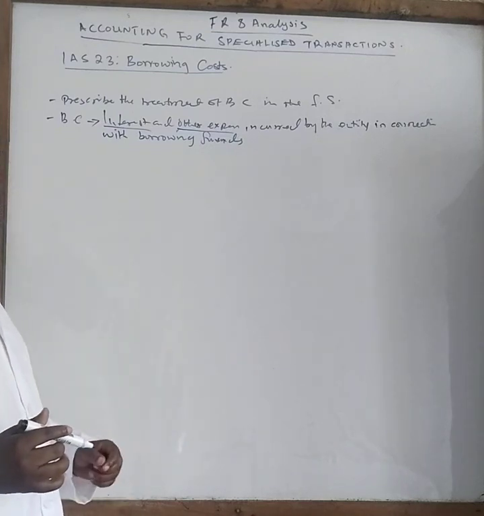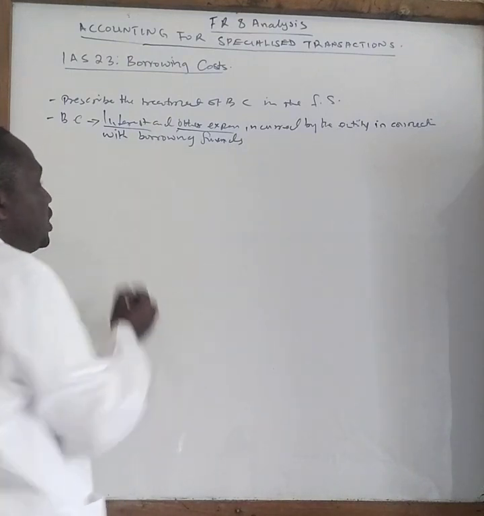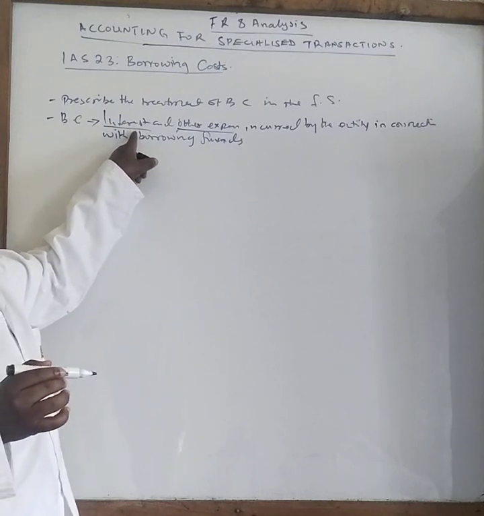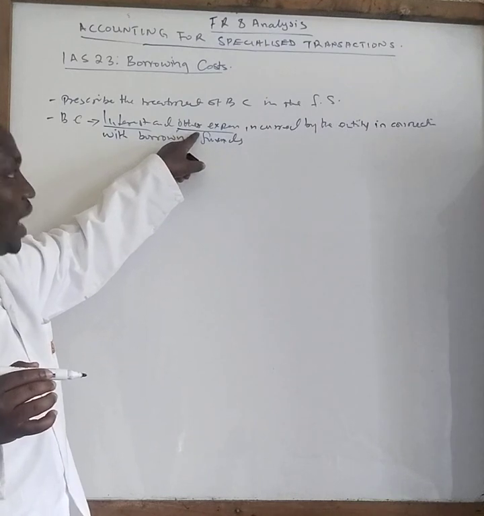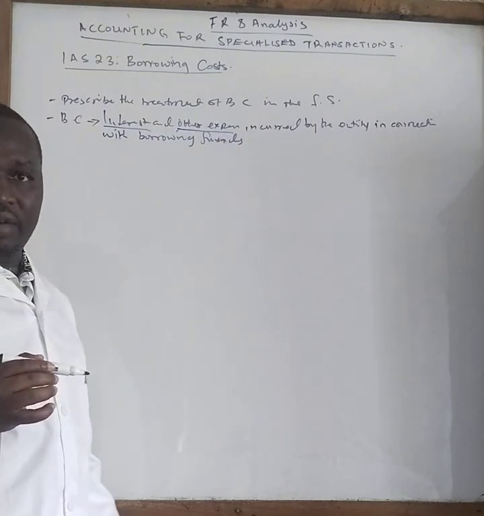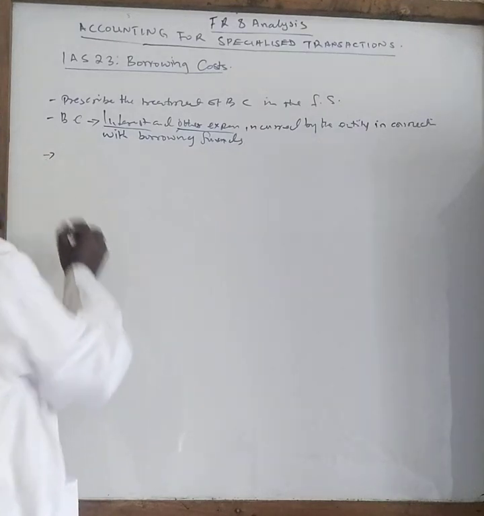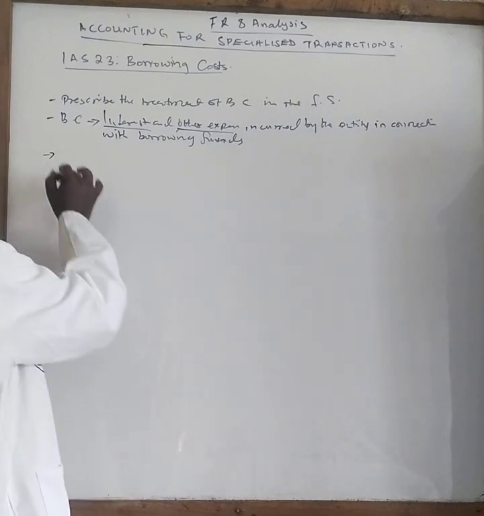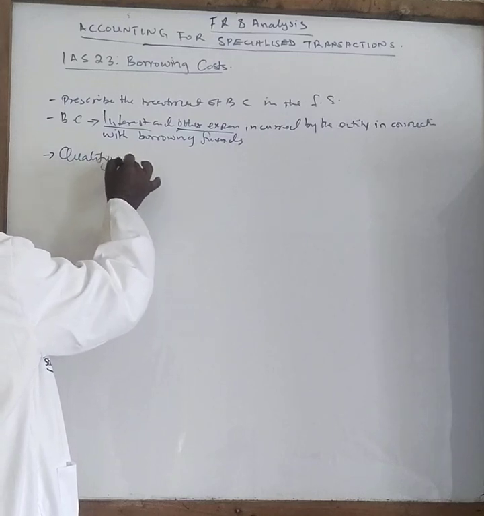Now, to get the correct borrowing cost, we need to take the interest that is normally charged per year plus other expenses that are incurred purposely for borrowing funds. Correct? Now, we also have another term. Why are you borrowing these funds? What is this fund for? This fund is actually to acquire what they call qualifying assets.